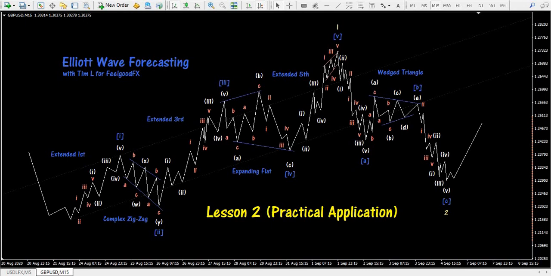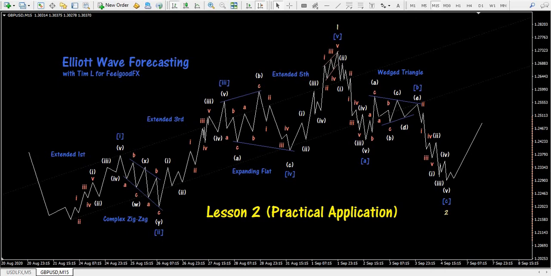And in lesson number 2, we really want to focus on taking the information that we learned in lesson 1 and applying it in real-time trading. So now, taking these wave structures and subwaves and applying them to a real live trading situation and numbering your chart. So what I'm going to do here is open up a nice fresh chart.